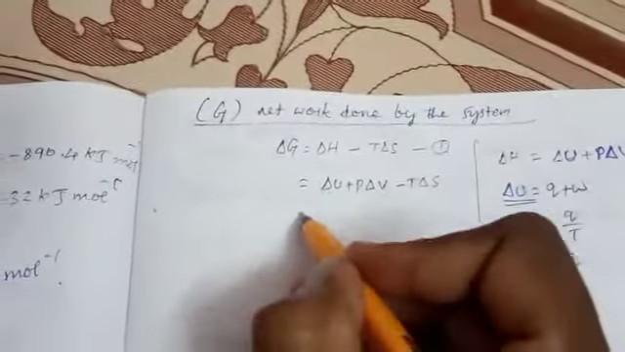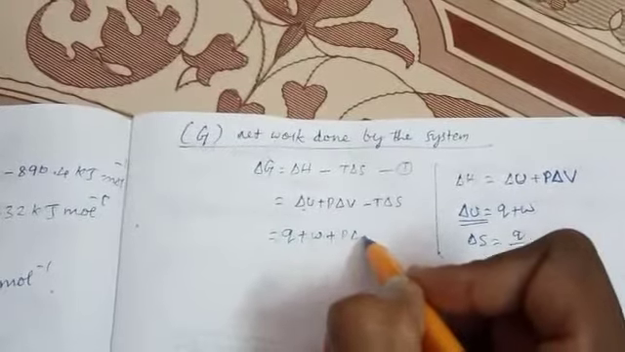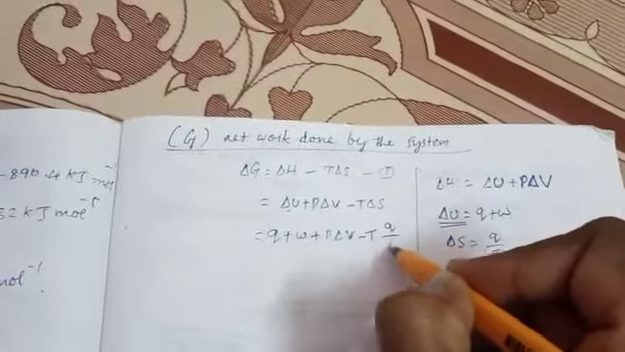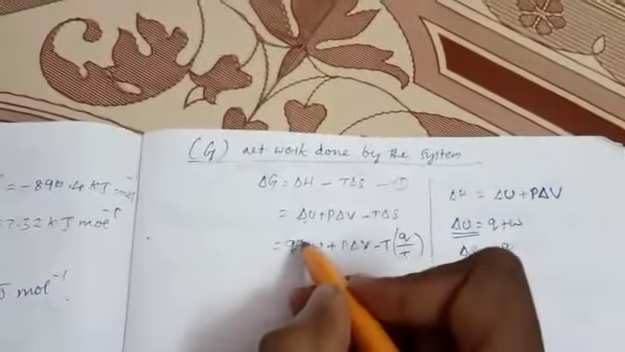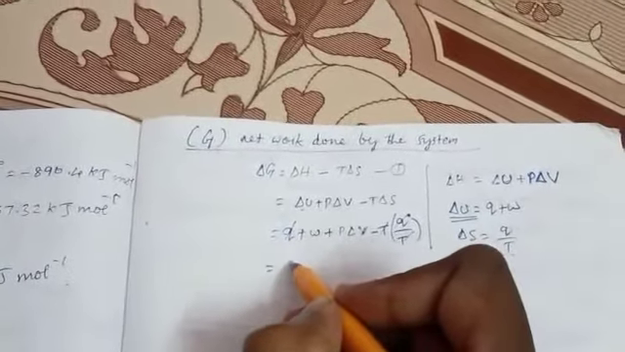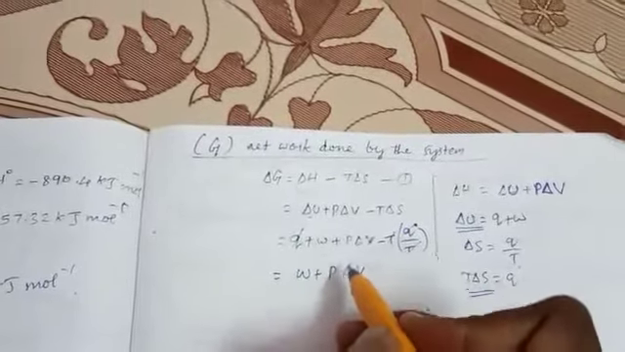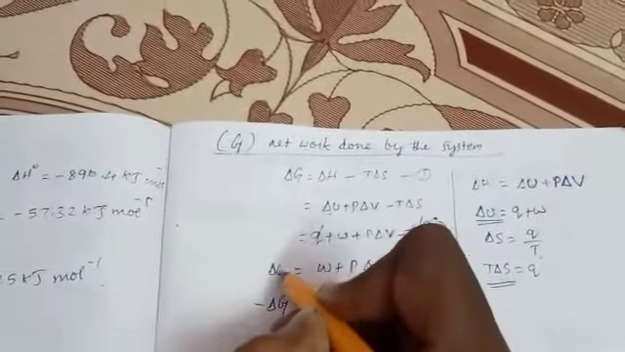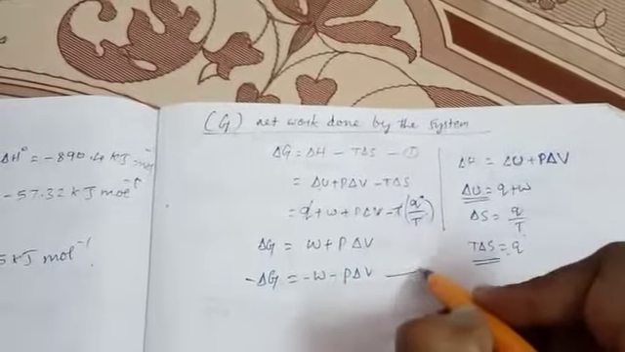Now replace delta U by Q plus W: delta G equals Q plus W plus P delta V minus T times Q by T. Plus Q and minus Q cancel, and T cancels. Remaining is W plus P delta V. Work done by the system is negative, so the sign changes: minus delta G equals negative work minus P delta V. That is equation number 2.